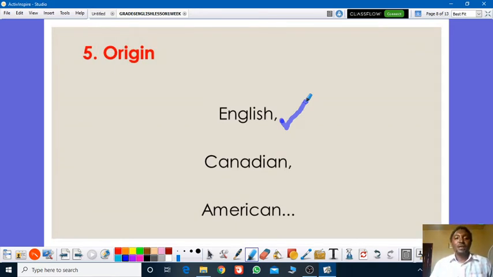Or you could say our teacher is American, our teacher is Nigerian, my father is Canadian, or I am Somalilander. So those words, English, Canadian, American, Kenyan, Ugandan, Ethiopian, all those words describe origin. Remember, English is someone who is from England, and it is also a subject, so don't confuse and say this is the subject. No, English, people from England, they are said to be English, their origin is English.